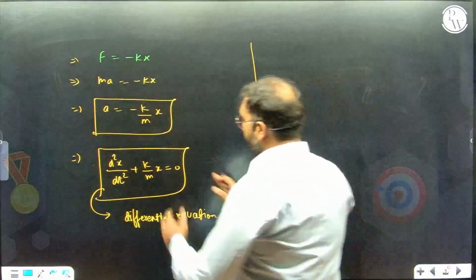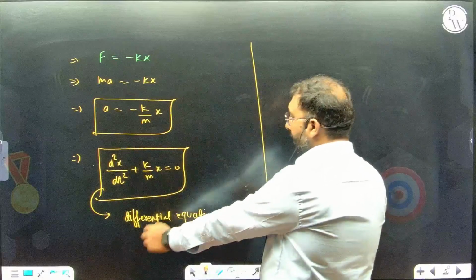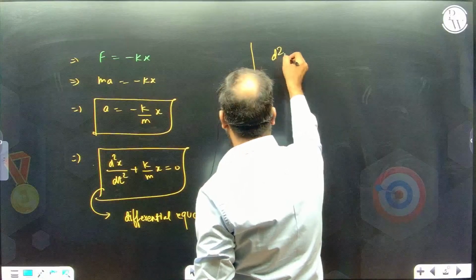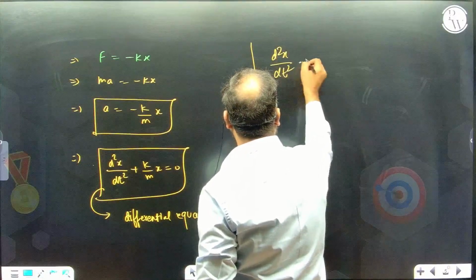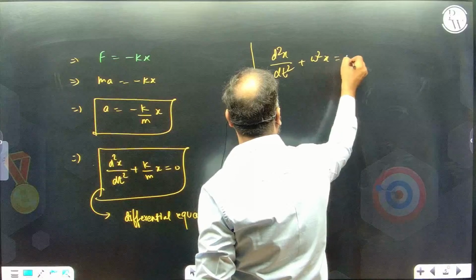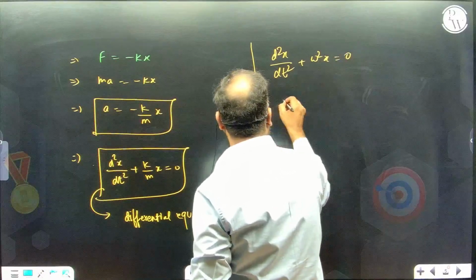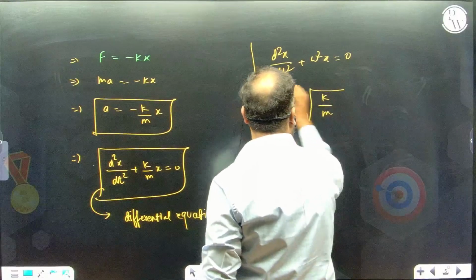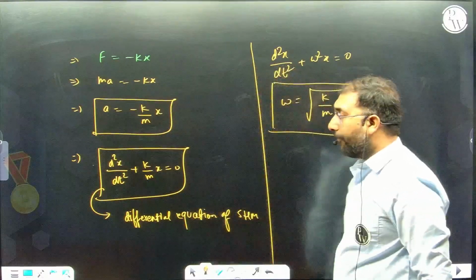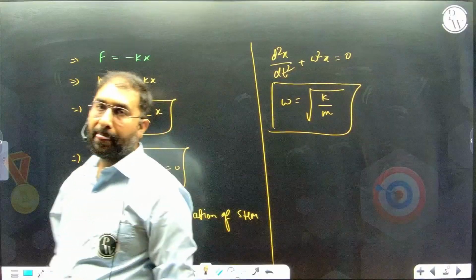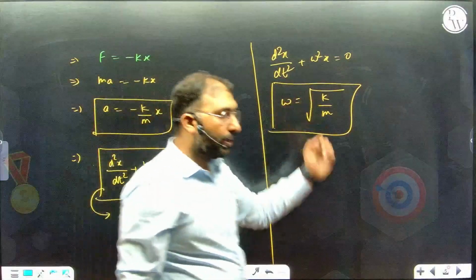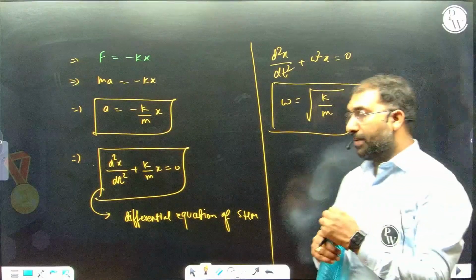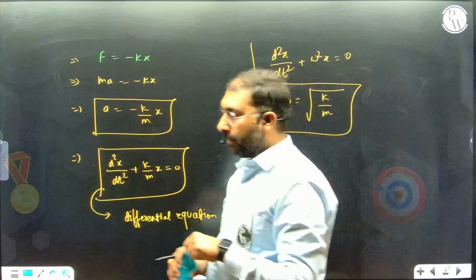Now comparing this equation with the general equation of SHM, d2x upon dt square plus omega square x equals 0, we get omega equals under root of k by m. So from here we get a very important formula: if a particle is performing SHM, then its angular frequency omega is under root of k by m, where k is the SHM constant and m is the mass of the particle.